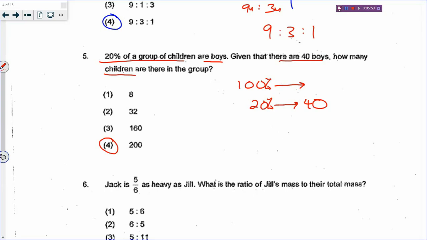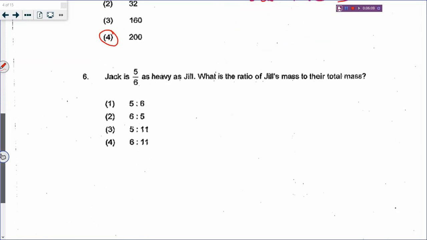So can you find how many children there are altogether? Shortcut, you don't have to find 1% is 2. You can just do your shortcut, 20 times 5, and then over here you times 5, so that you can cut down the time taken to do your paper 1. So 40 times 5 is 200. So there are 200 children. All right, next one, question number 6.